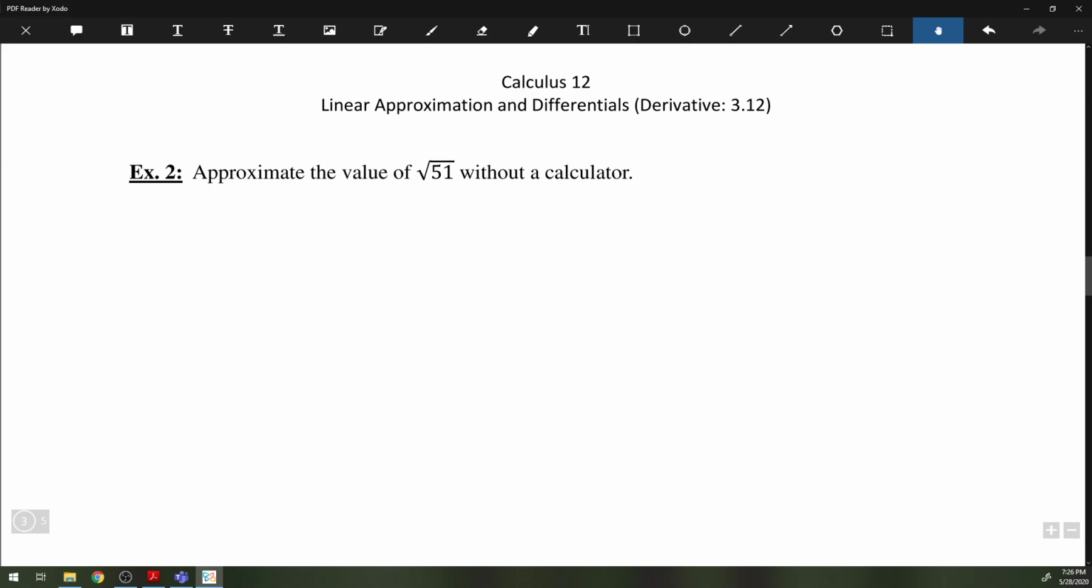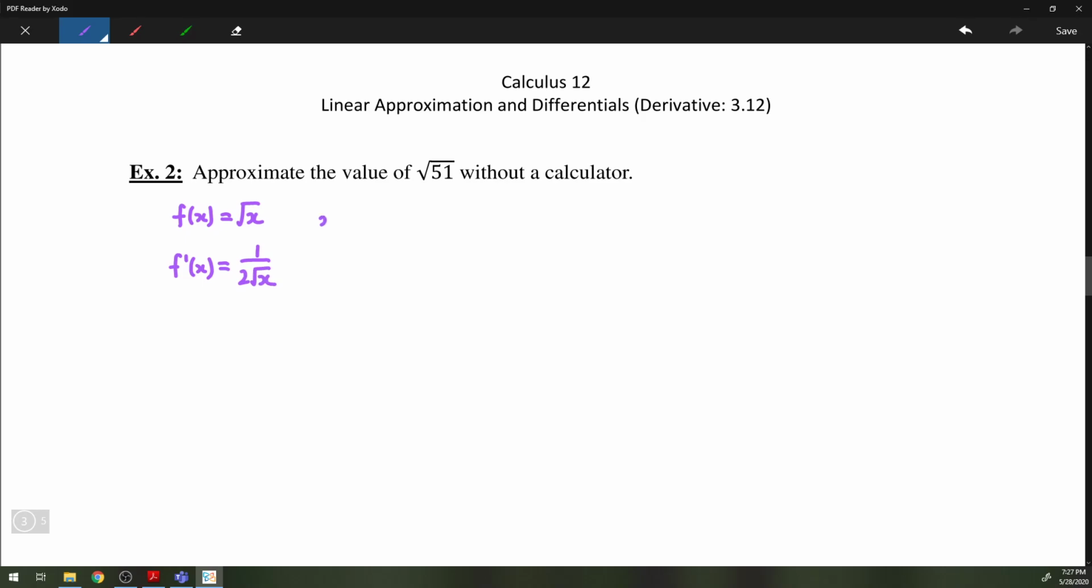Let's move on to another example here. It's very similar. Once again, we are going to list out the elements that we know. We know that our function this time, once again, is going to be the square root function because we're looking for the square root of 51. So we will have the same derivative. Once again, f prime is going to be equal to 1 over 2 times the square root of x. X naught, we're going to find a square root that's close to 51 that's easy to evaluate. So 49 would be quite good. And x1, of course, is 51.